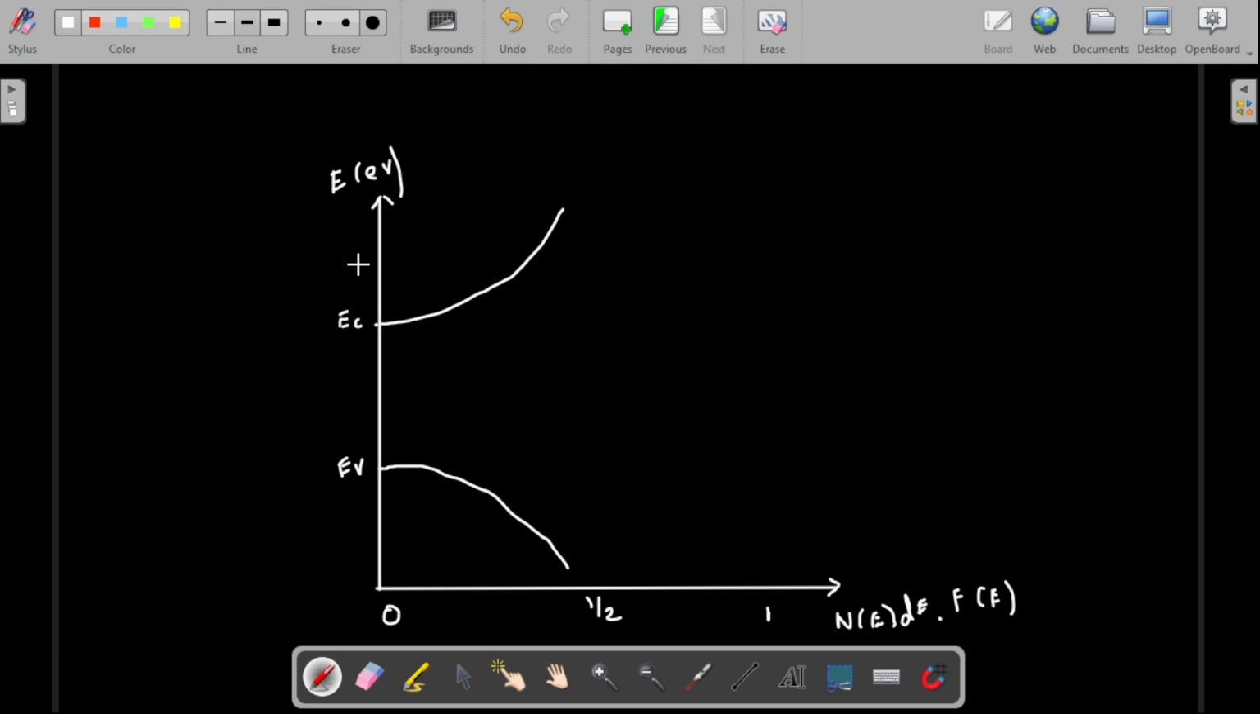Let's take the 300 Kelvin case. Here this is EF, the center point. It will be slightly somewhere here, and then it will trace to 1. This is how the graph will look.